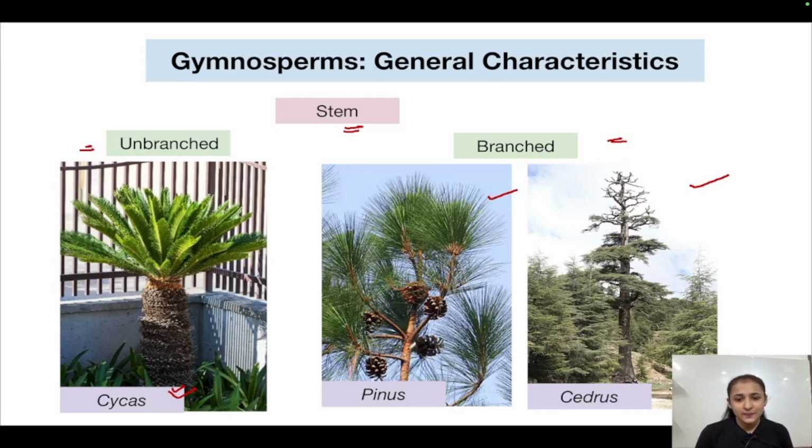You can see this Pinus stem branching into numerous branches. The Cedrus also has various branches. So both unbranched and branched stems can be seen in gymnosperms. Please remember all of these three examples: Pinus and Cedrus have branched stems, cycas has an unbranched stem. All of these examples are given in NCERT and are important from the NEET point of view.